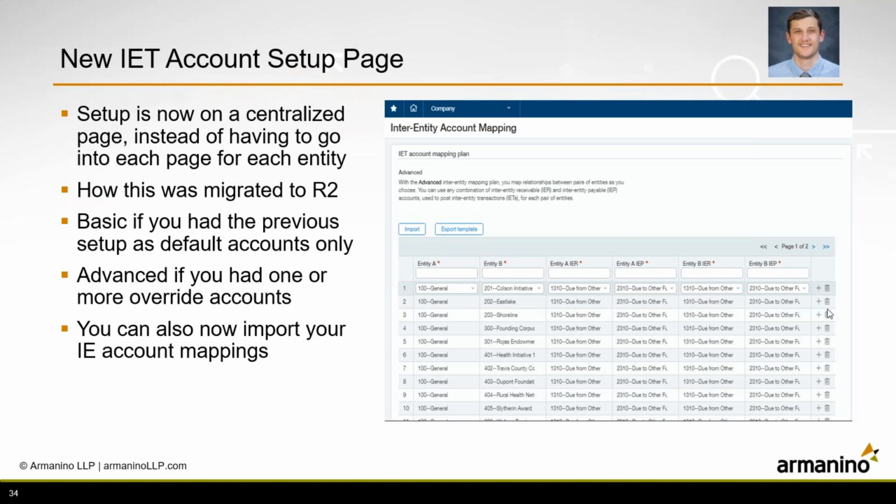A few other things to note in general with the new IET setup is that everything on this page must be a mapped pair. It's not going to support accounts that are only defined to one side. Another really cool new feature here is that you can now use CSV import to add, change, and remove mappings, again trying to increase the automation and reduce the time it takes to change these things. So a really cool addition there. Removing mappings is going to block any future transactions between entities.